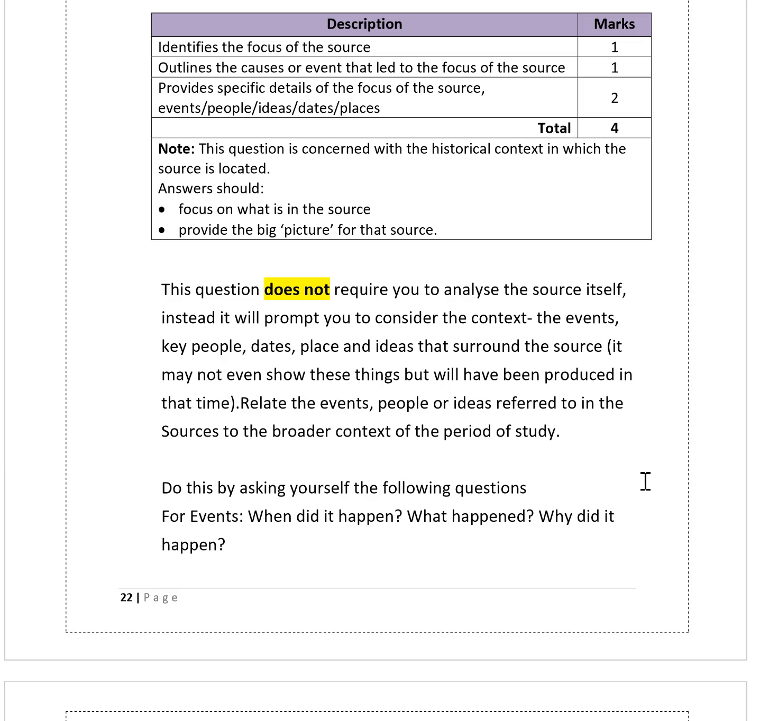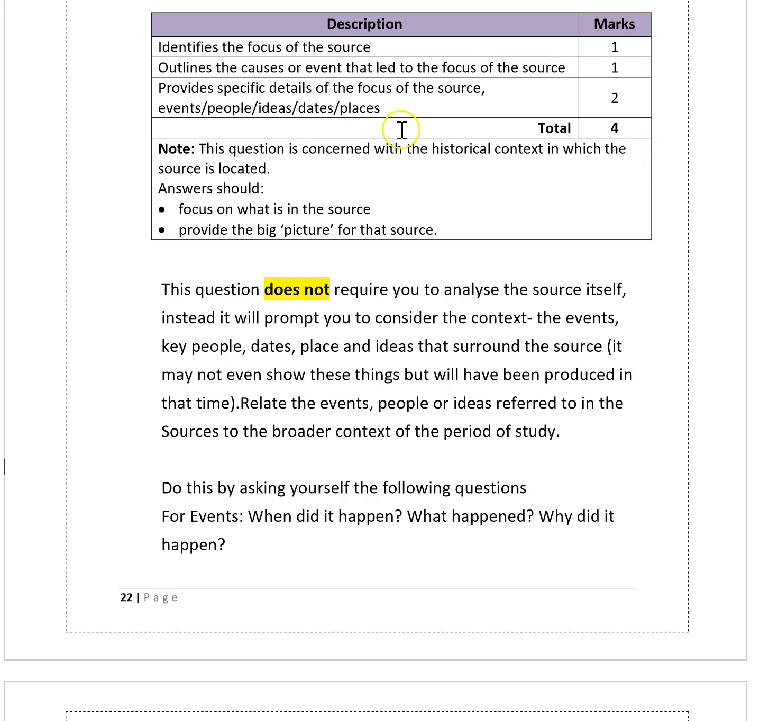The only thing you need to do is identify the focus of the source, which you can usually do from the information that you get from the source. Everything else is really what you know about what is happening at the time. So that's, when did it happen, what happened, why, what were the immediate events as well. Don't go too far back because it's only worth 1 mark.